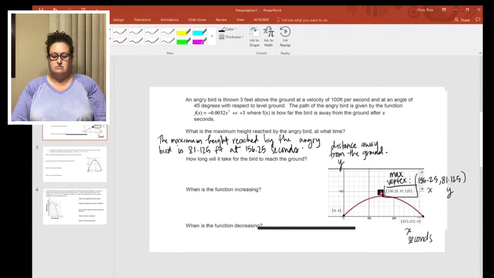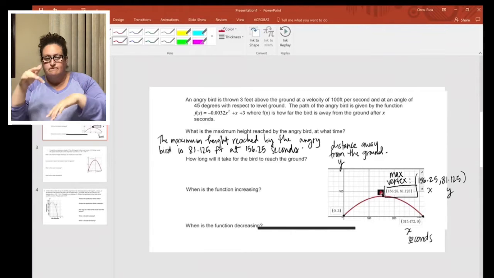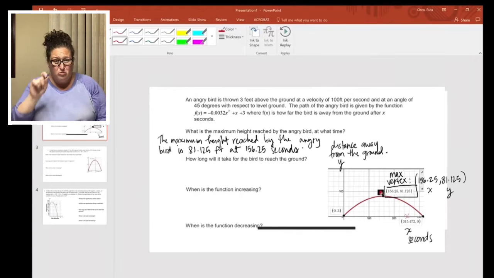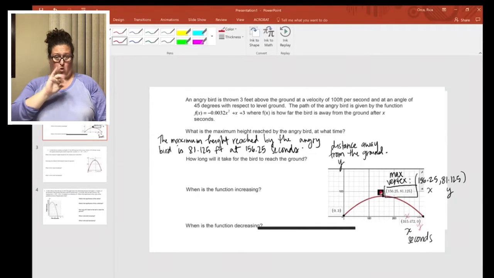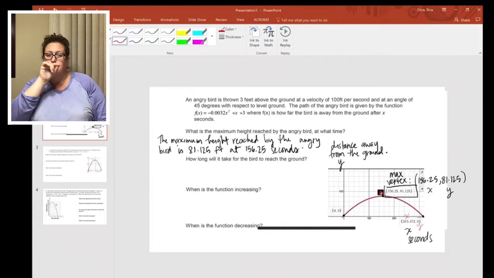Now let's look at the second question. How long will it take for the bird to reach the ground? Now look at the third point. We have our x value, which is 315.472, and our y value is 0. When y is 0, we know that the bird has finally reached the ground.